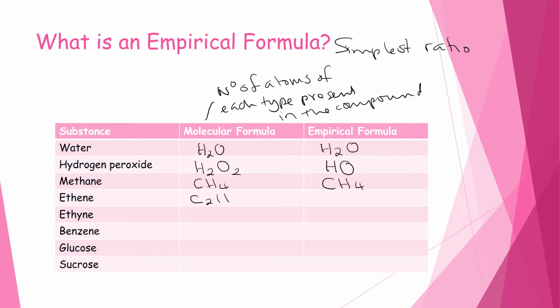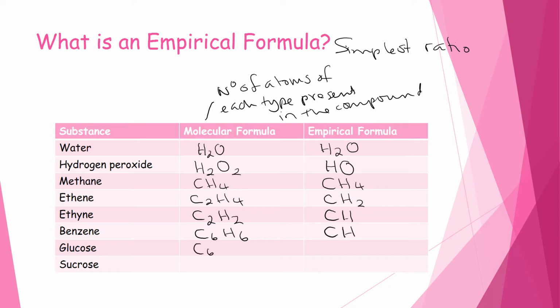Ethene has a formula of C2H4. So it's got 2 parts carbon to 4 parts hydrogen. The simplest ratio would be CH2, 1 part carbon to 2 parts hydrogen. Ethyne has a molecular formula of C2H2. So it's got 2 parts hydrogen to 2 parts carbon, so it would simplify down to CH, 1:1. Benzene, C6H6, 6 parts carbon to 6 parts hydrogen, will simplify down to CH. You'll notice that these two have the same empirical formula.